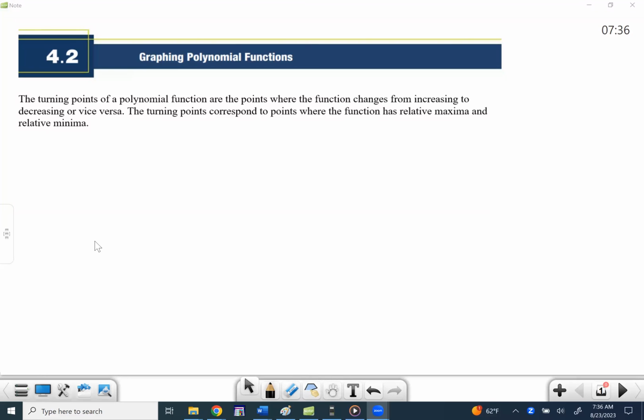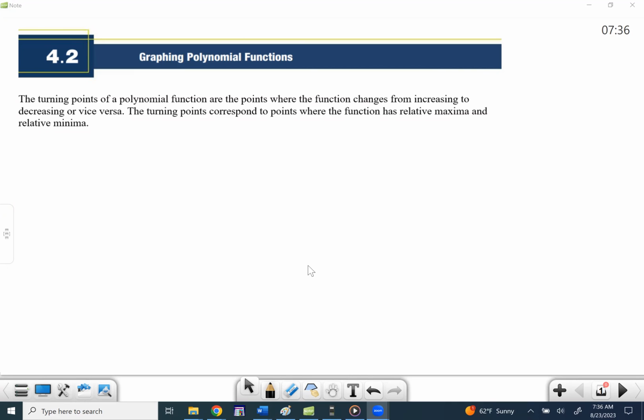All right, you guys, welcome. So in this section, we're actually going to graph the polynomials. In 4.1, we talked about end behavior and the multiplicity of zeros, so we could see if it crossed or was tangent. And so now we're going to be able to learn a few more things, and we're going to be able to end with sketching these polynomials.